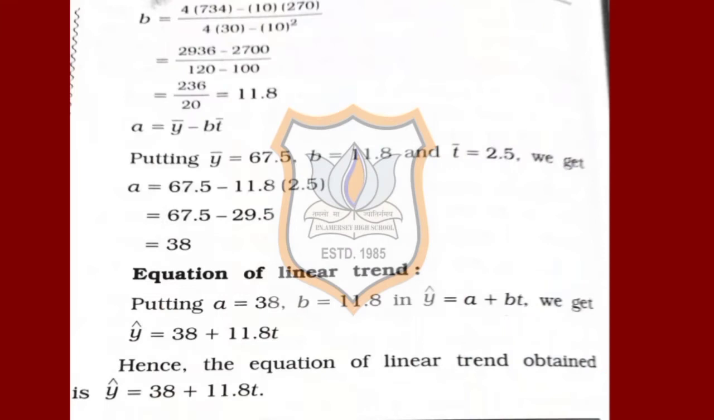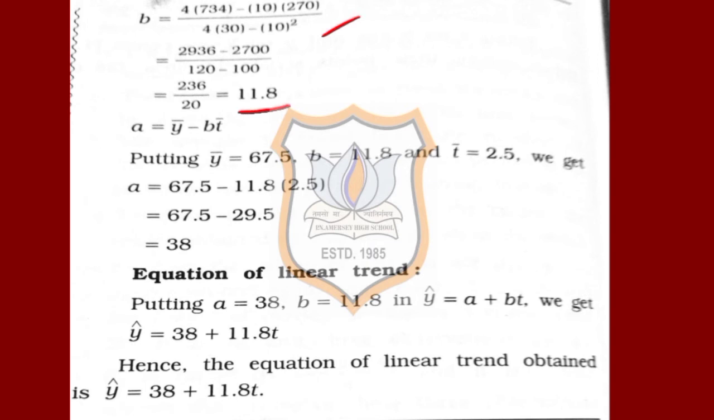So what will be b? When we substitute, we will have 4 into 734 minus 10 into 270, divided by 4 into 30 minus 10 the whole square. So when we solve this, we will get the value of b. So what will be the value of b on solving? 11.8. This is the value of b.